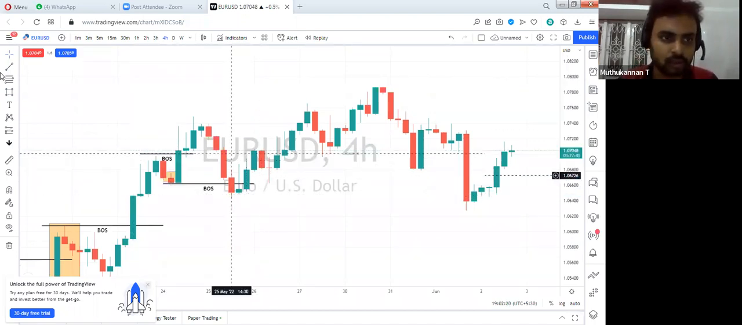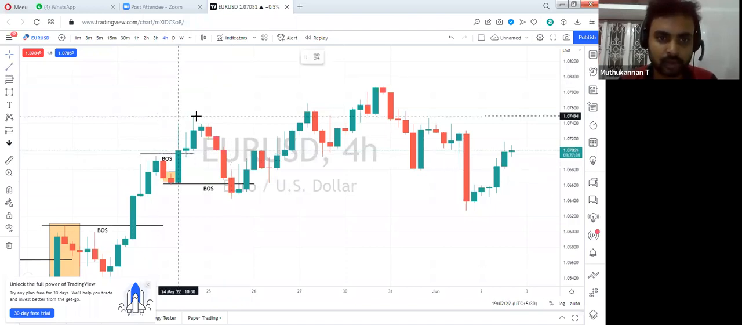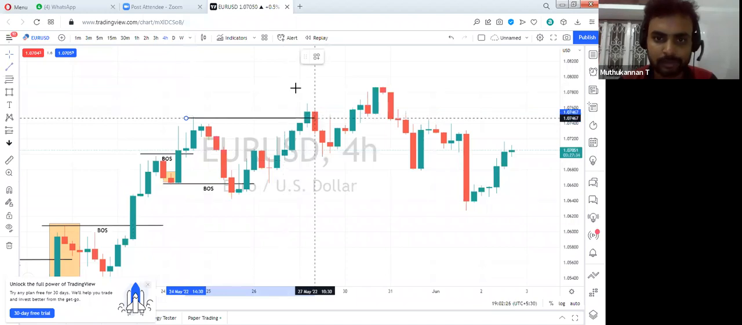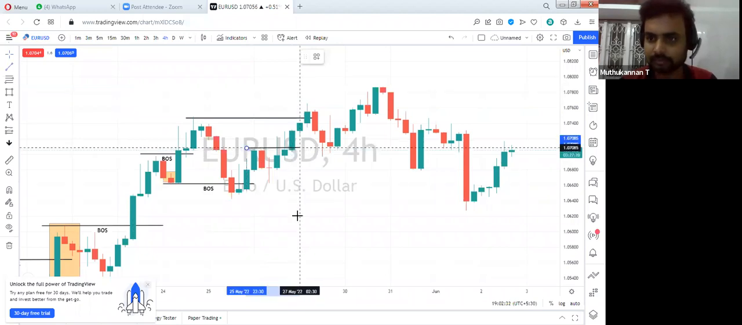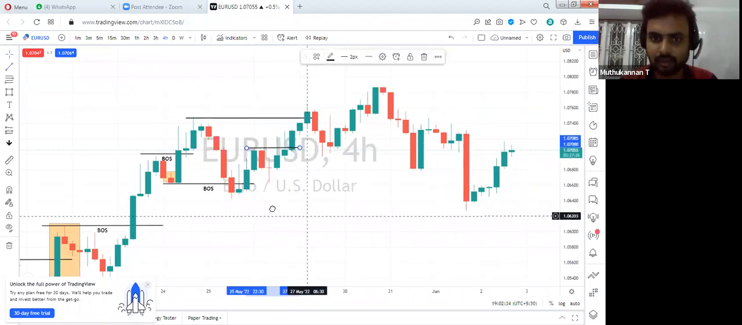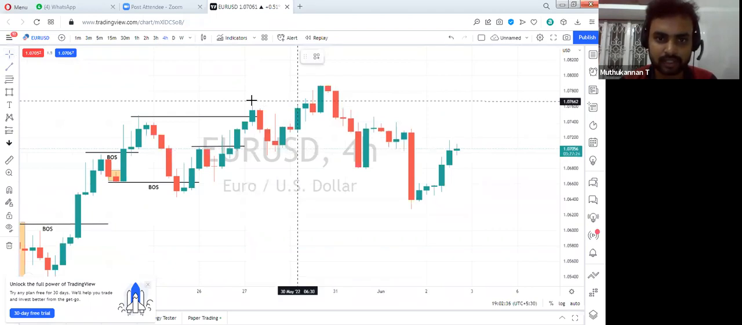Similarly here, you can see this is my swing candle, so this is my breakout structure. Similarly, this is also my breakout structure here. That's it. And this is my breakout structure.